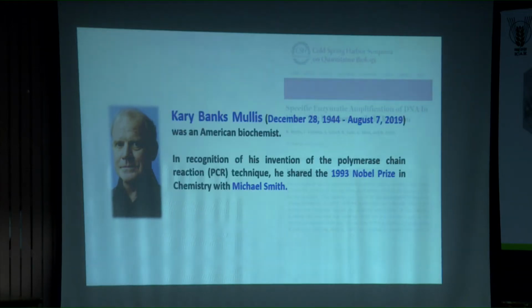Kary Banks Mullis, born in 1944, very recently passed away on August 7, 2019. He was an American biochemist. In recognition of his invention of the polymerase chain reaction technique, he was awarded the Nobel Prize 10 years after his seminal publication on PCR. That was in 1993. And of course, he shared it with another famous scientist, Michael Smith.